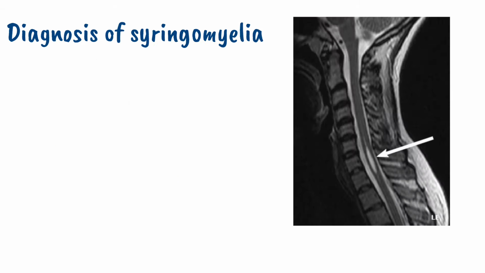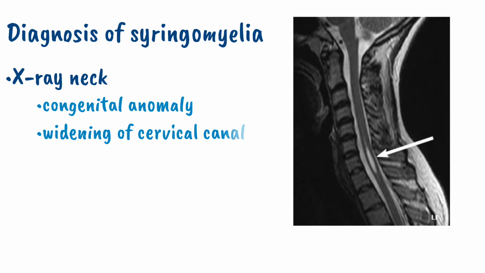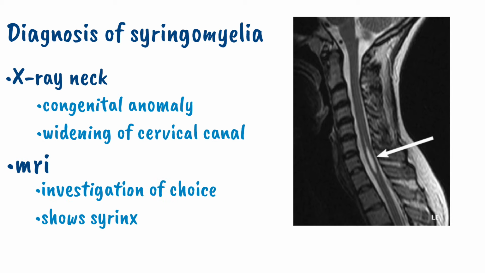Now come toward the diagnosis, how we will diagnose a case of syringomyelia. Usually the diagnosis is on clinical grounds, but sometimes we can perform investigations such as X-ray. The X-ray will show congenital anomaly of the foramen magnum and it can show widening of the cervical canal. Other than this, we can also perform an MRI. The MRI is the investigation of choice for the diagnosis of syringomyelia. You can see the MRI, and the MRI is showing the syrinx.